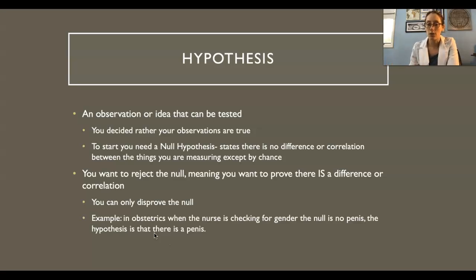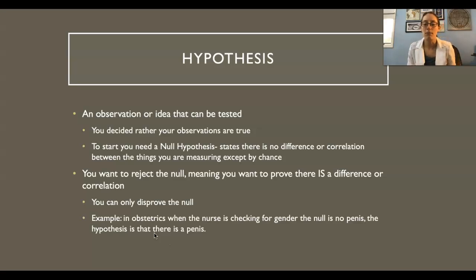You want to reject the null, meaning you want to prove that there is a difference or a correlation between the two. You can only disprove the null. It's always true all of the time unless you can disprove it. So there's no fine line there. It's either you reject it or you don't.